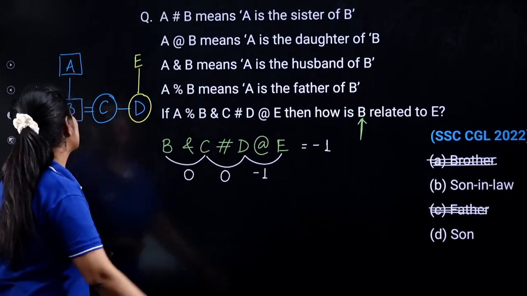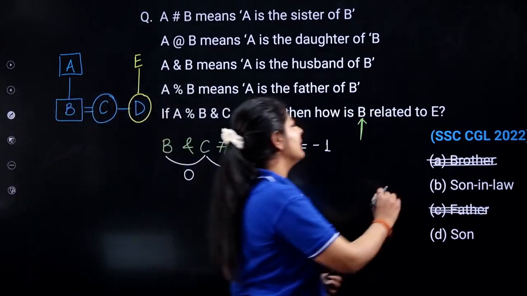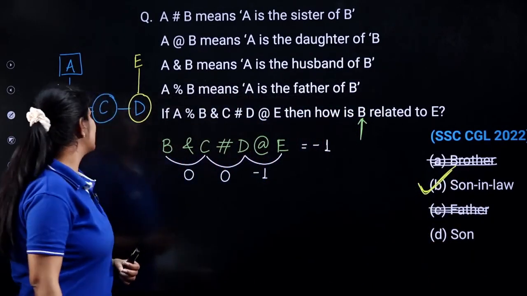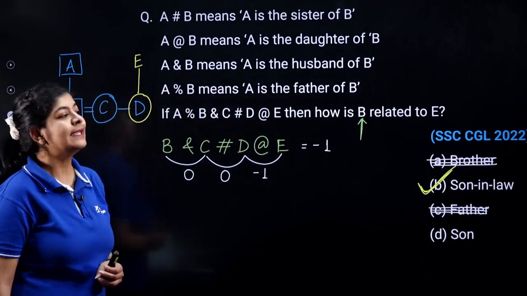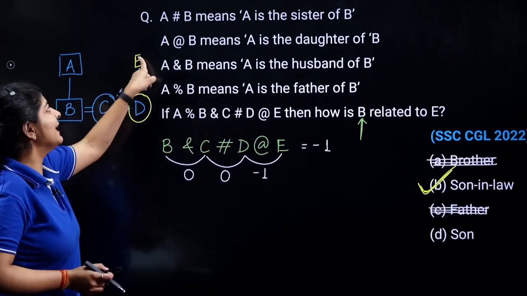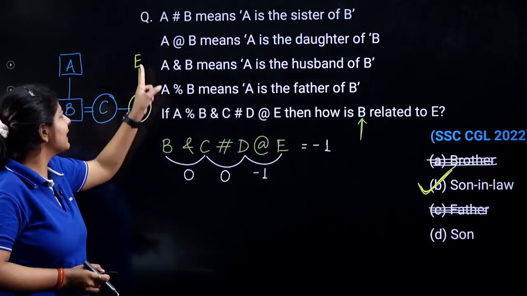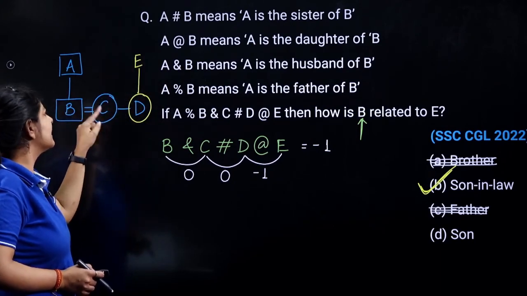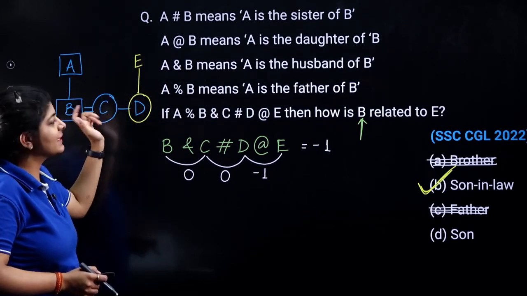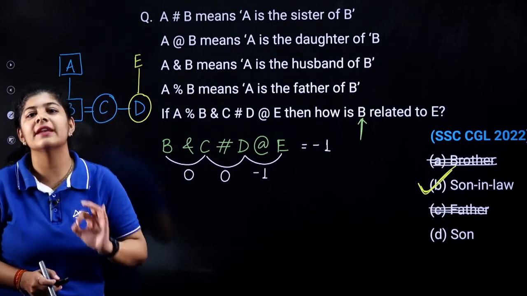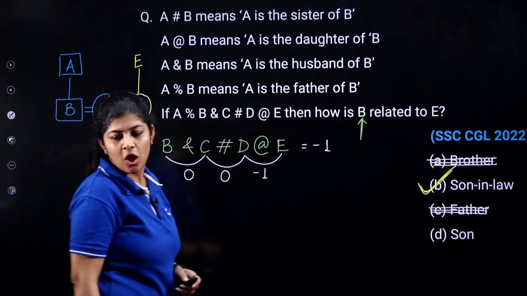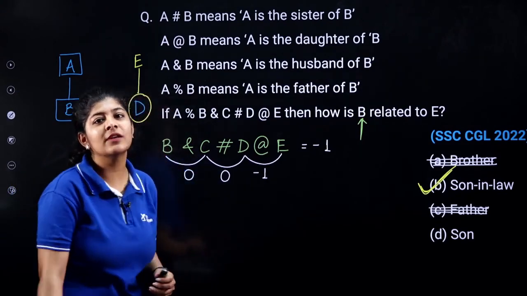Option B, yes. Basically, B is the son-in-law of E. Because if E is the mother of D, then we can say that E is also the mother of C. And B is the husband of C. So basically B is the son-in-law of E. So option B is the correct one.